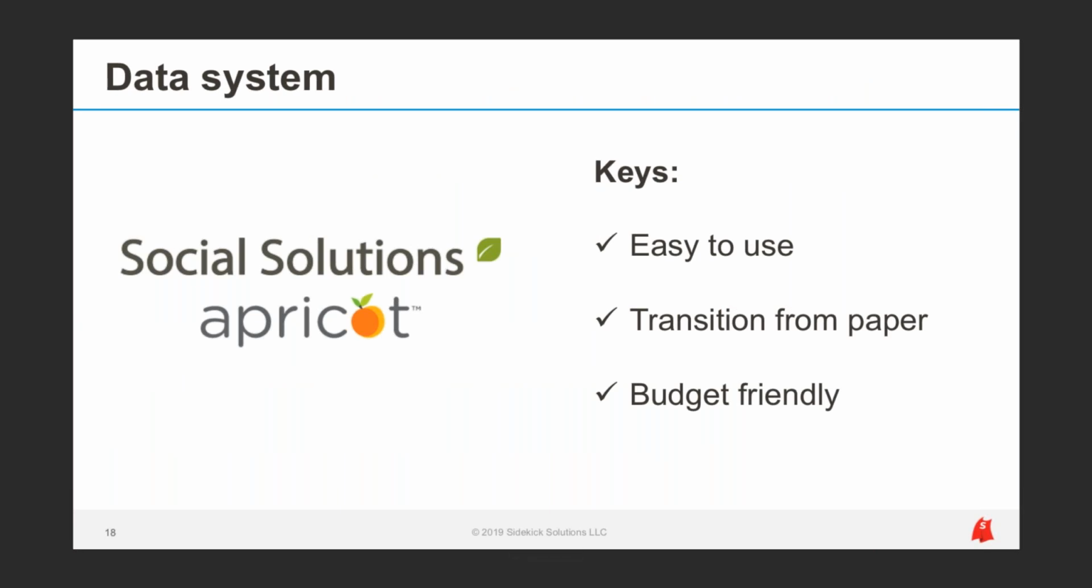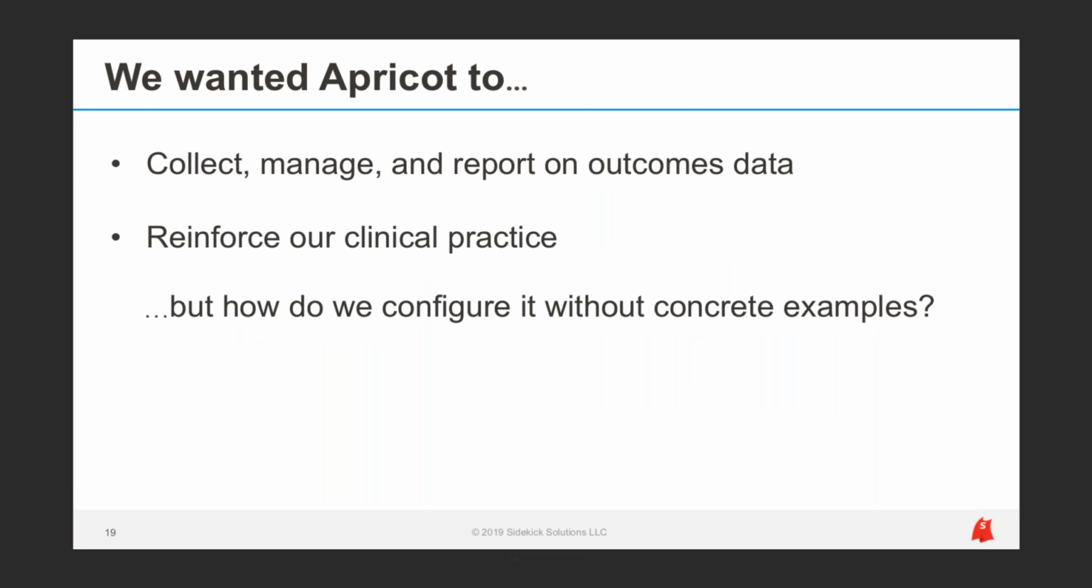So with our program model in place, it was time to really start talking about the data system. And after some searching, we selected the Social Solutions Apricot software. And I'll tell you the reasons were primarily because we needed something that was really easy to use. I was going to be building all the forms and reports, and I had no experience in doing any of this. We wanted to get everybody off of paper, so we wanted electronic records, and we needed something that was not going to blow our budget. And Apricot filled all of those needs.